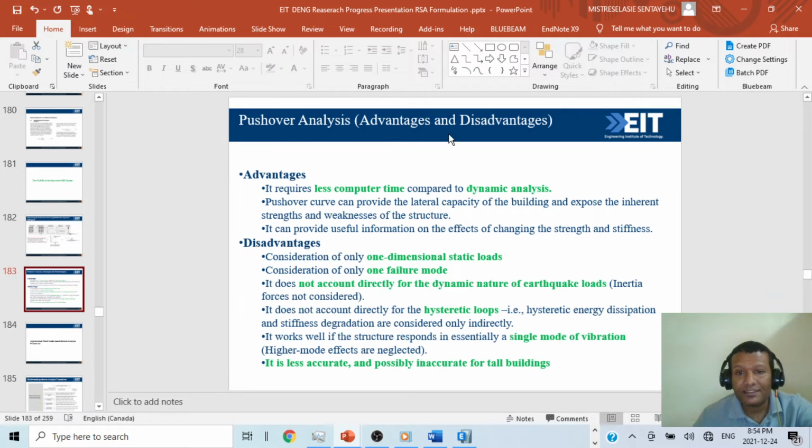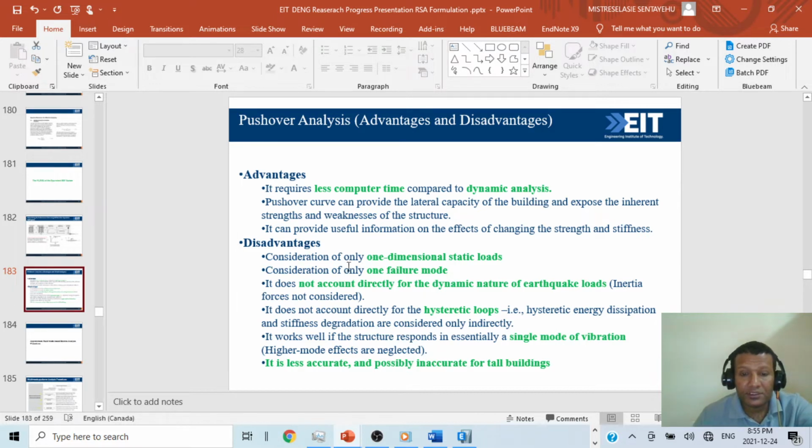Okay, pushover analysis advantages and disadvantages. It requires less computer time compared to dynamic analysis. The pushover curve can provide the lateral capacity of the building and expose the inherent strengths and weaknesses of the structure. It can provide useful information on the effect of changing the strength and stiffness.